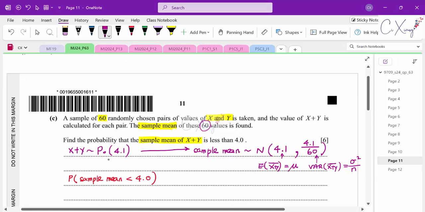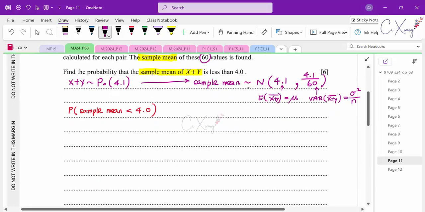So this is how we get the sample mean distribution. Again, the expected value of the sample mean will be equal to the population mean. The variance of the sample mean of x plus y will be the population variance divided by the sample size. And now, because I know that the sample mean is normally distributed, you have to change it to z before you can calculate the probability.